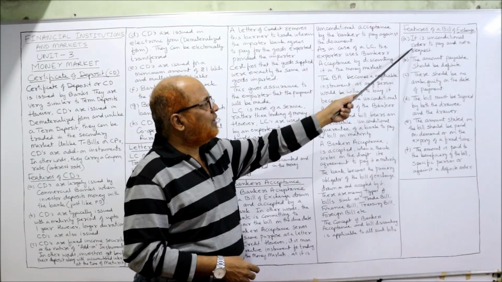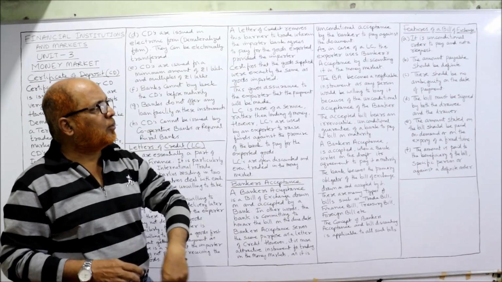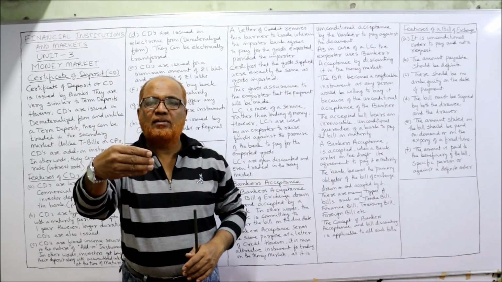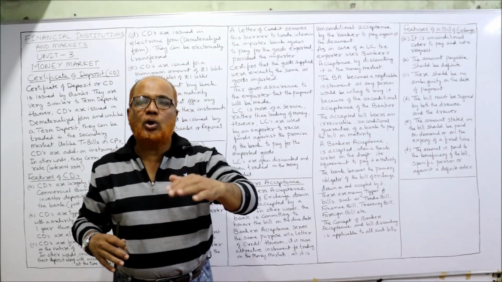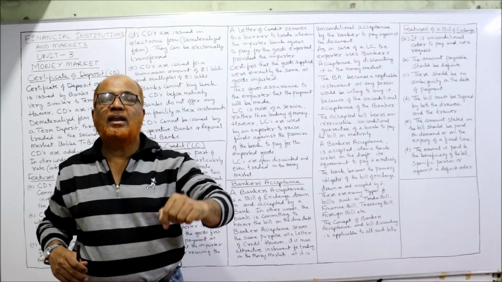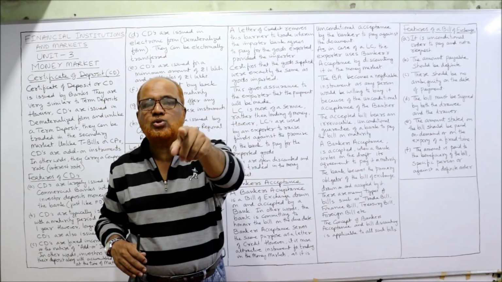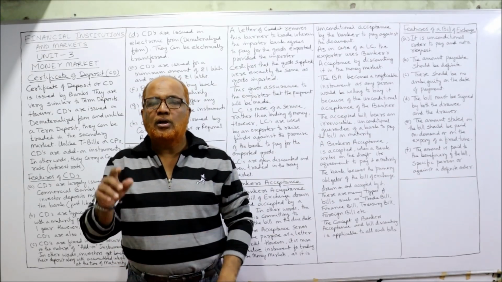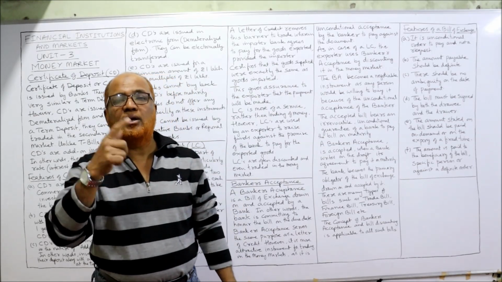Now lastly, features of bills of exchange. The first feature is it is an unconditional order to pay, not a request. In the bill, an unconditional order is given. That means the person who draws the bill has given an order on the bank that you have to pay so and so amount unconditionally to so and so person. So the bill does not contain a request, it contains an order to pay.